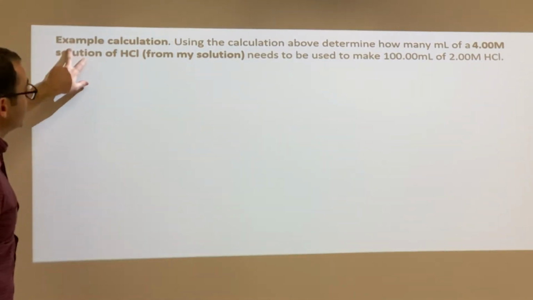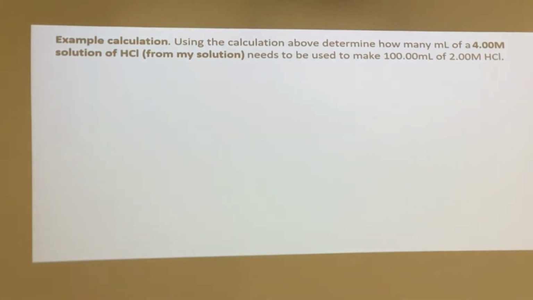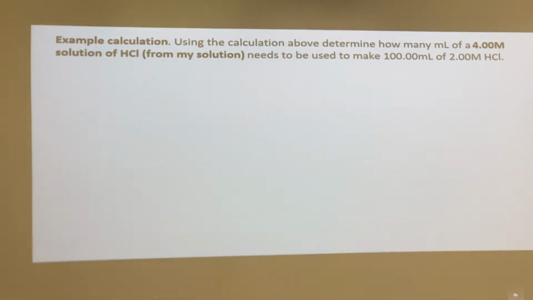An example calculation here: using the calculation above, determine how many milliliters of 4.00 molar solution of hydrochloric acid, again that's from our stock solution right there, needs to be used to make 100.00 milliliters of 2 molar hydrochloric acid.